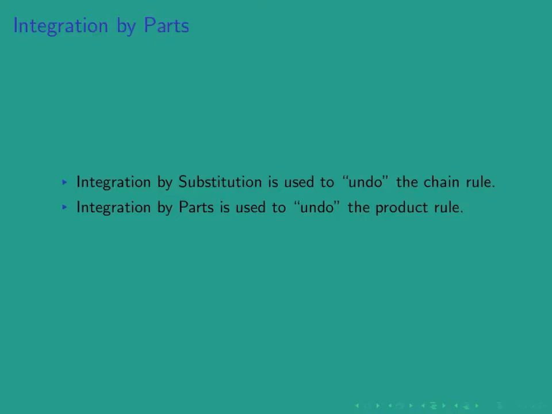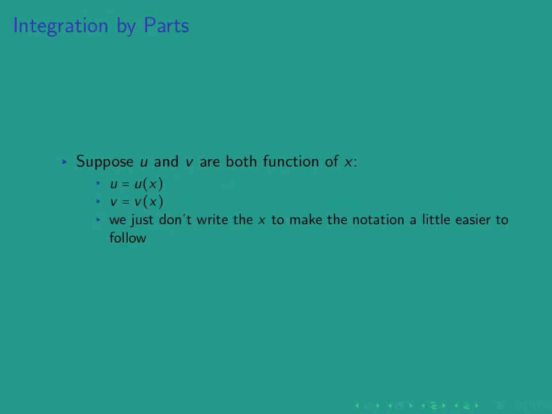The first integration technique that we looked at is called integration by substitution, and it's used to undo the chain rule. In this section we'll look at another technique for integration, integration by parts, which is used to undo the product rule. So first we'll look and see how this rule works and where it comes from.